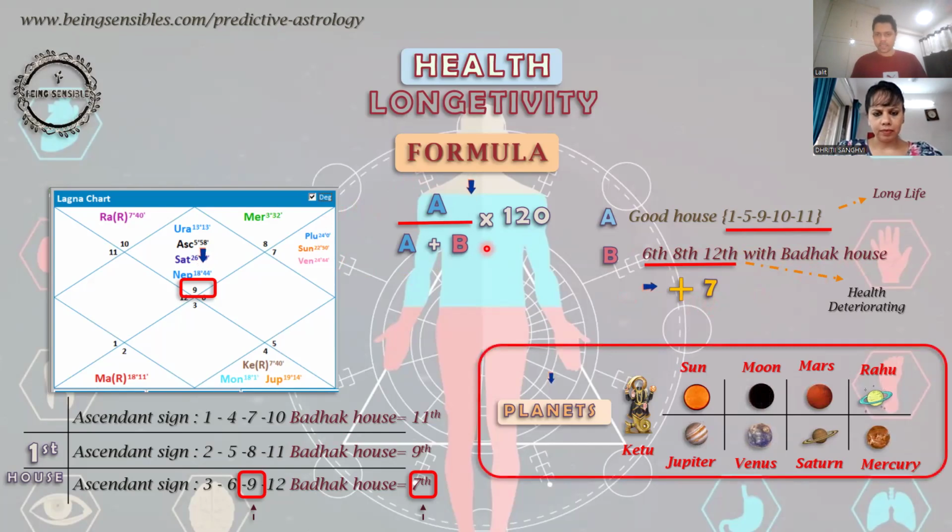So now we have to figure out, since we get the idea through this chart, that Sagittarius is the Lagan sign, and we know the Badak is 7. So any planet offering a 7th house effect is also considered a Marak house.